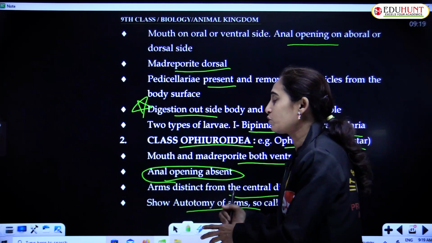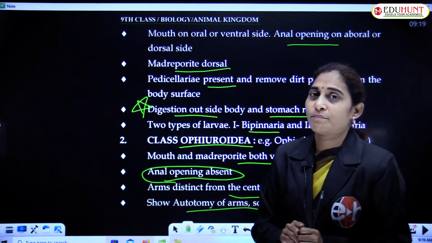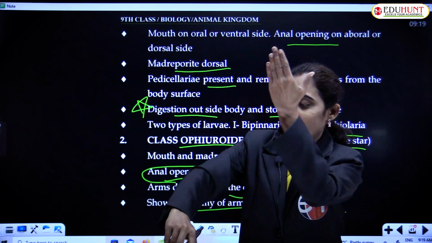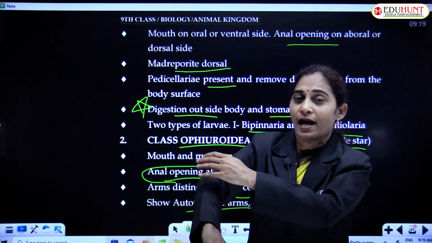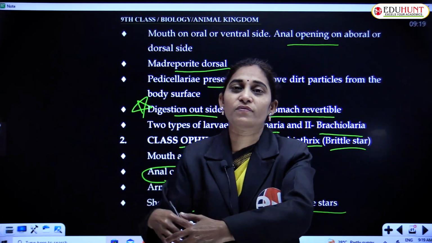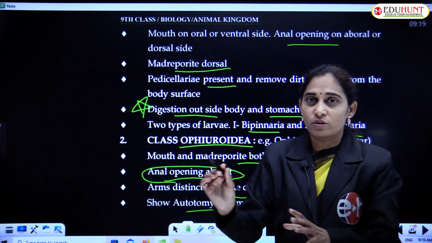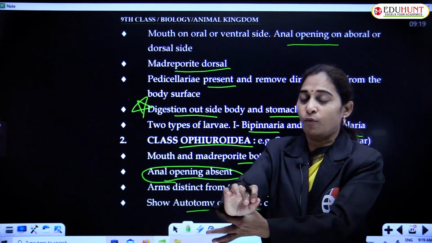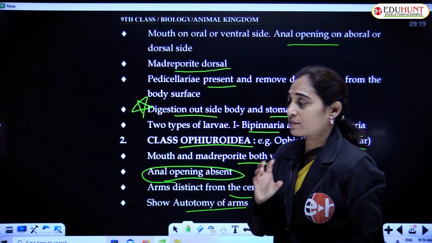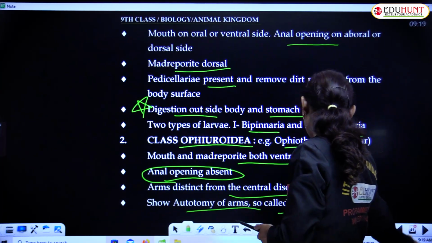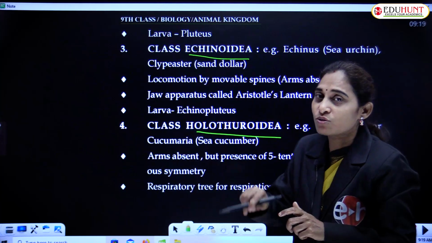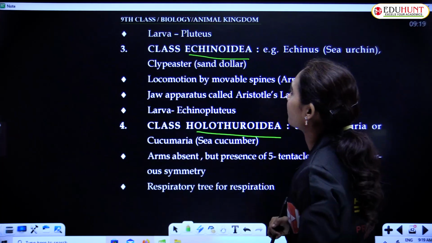That is called autotomy. To put it correctly, if an enemy catches this hand, I cut this hand and I can reform this part of the hand which I've lost because of the enemy. So this is called autotomy. It can regenerate the lost part. That kind of regeneration is present in brittle stars. When something breaks we say it is brittle. So that is how brittle stars got their name.